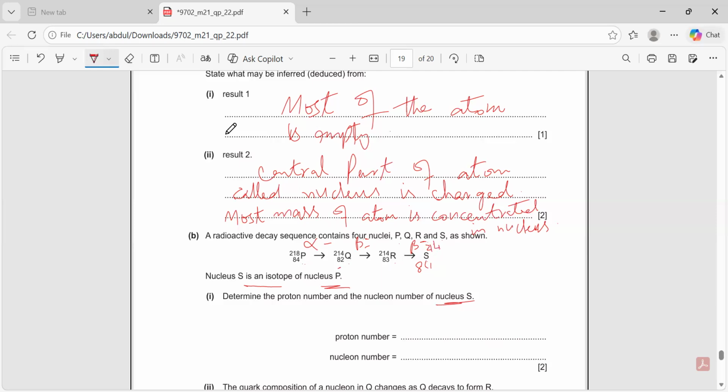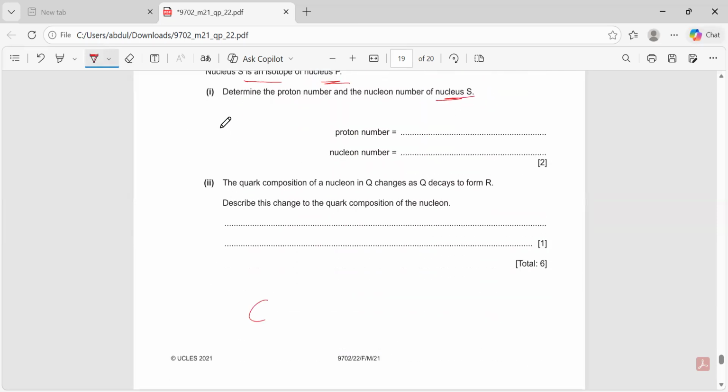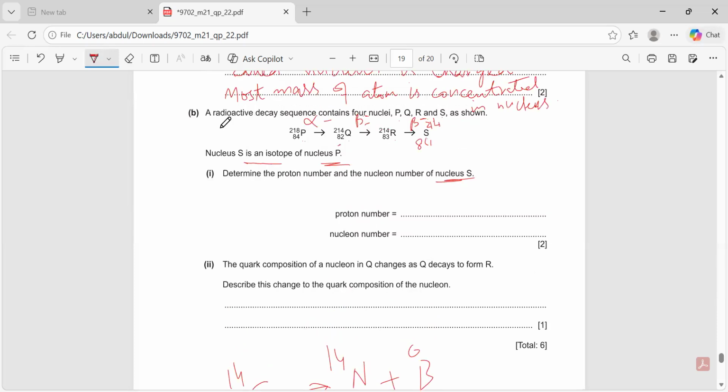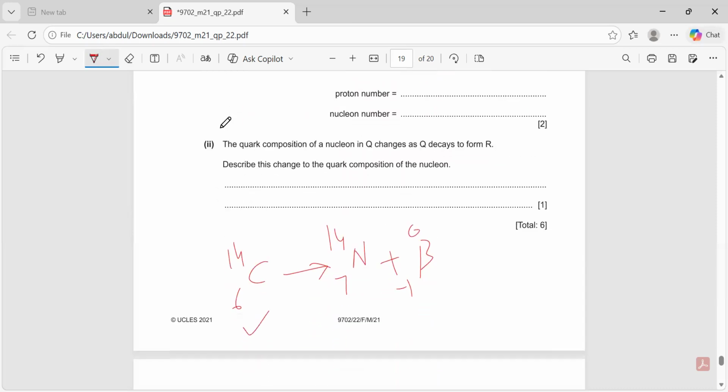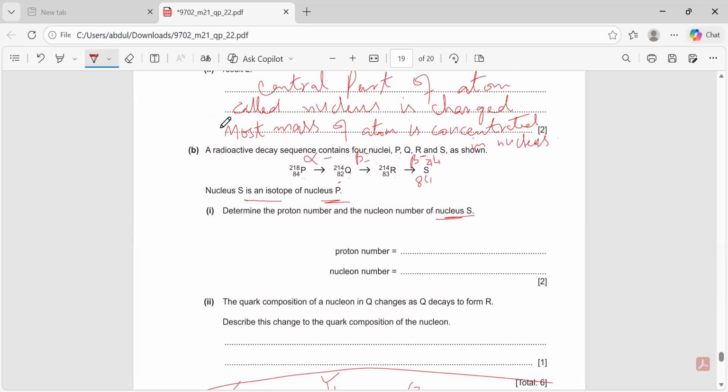You know from IGCSE, carbon 6C14 is converted to nitrogen 7N14 plus beta, my dear son. See, 7 minus 1, 6. So here 83 to 84, here 6 to 7. But at the top here it is 14, here also 14 because there is beta decay. So same is the case here. So the proton number of S will be 84 because it is the isotope of P.